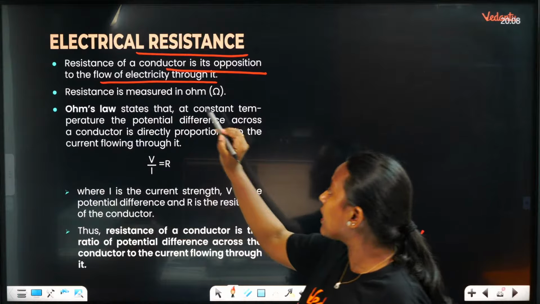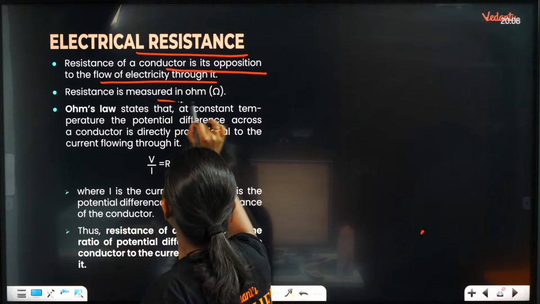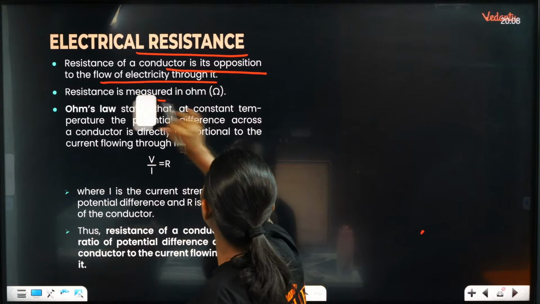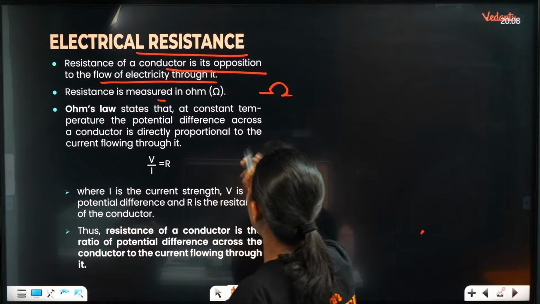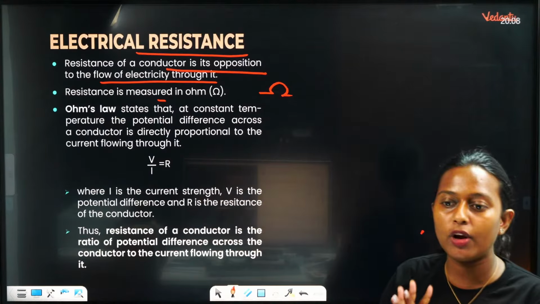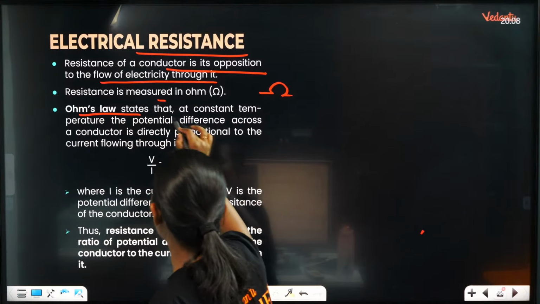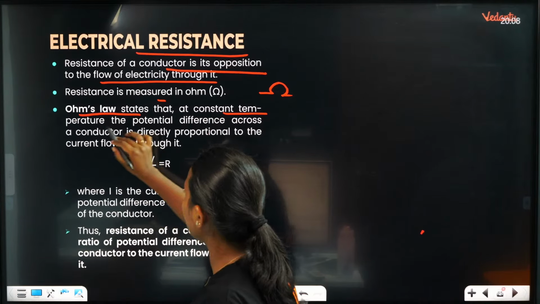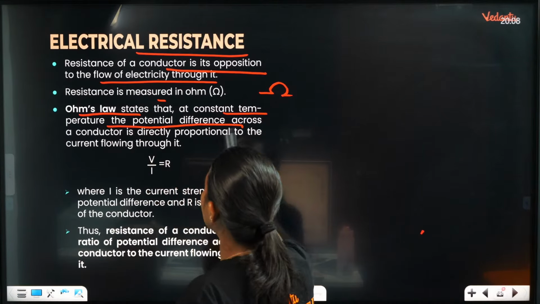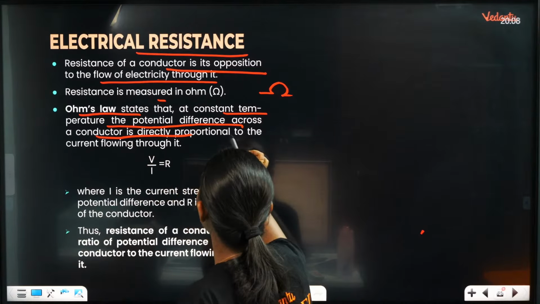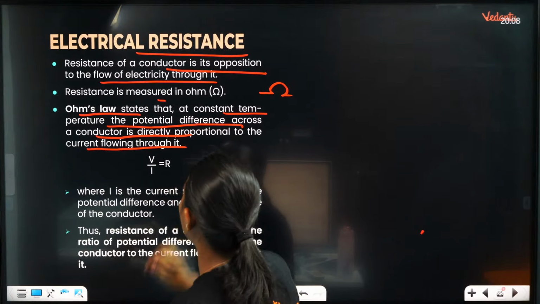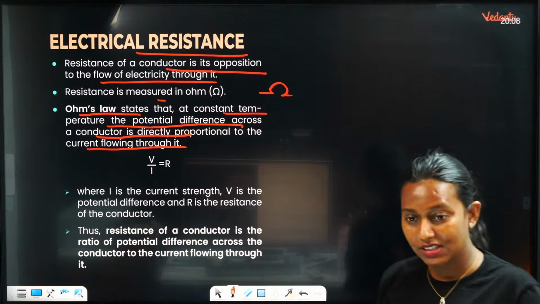Resistance is measured in ohms. So the unit of resistance is the ohm. Now, Ohm's law. Ohm's law states that at a constant temperature, the potential difference across a conductor is directly proportional to the current flowing through it.